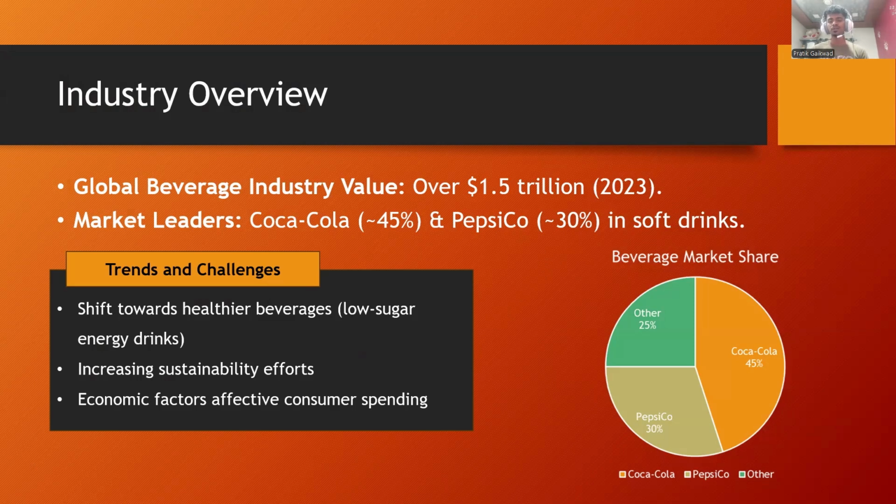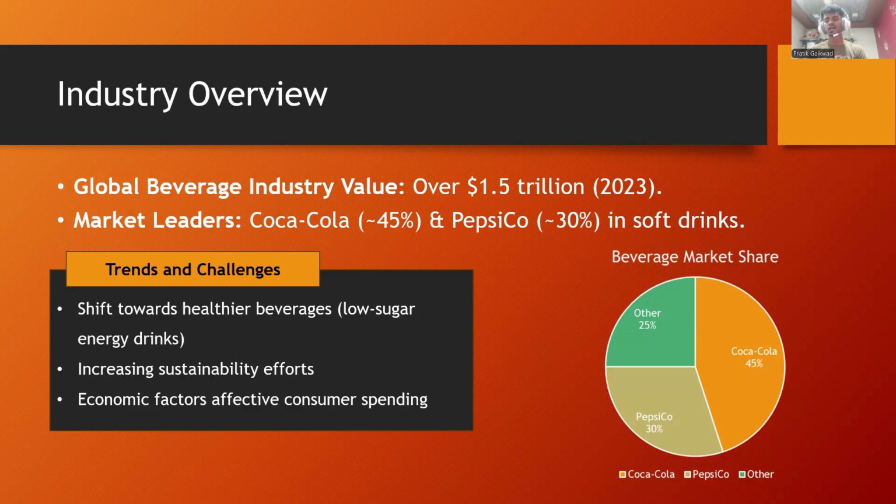The global beverage industry is a massive trillion-dollar market with soft drinks playing a major role. In 2023, the industry was valued at over 1.5 trillion US dollars, with Coca-Cola and PepsiCo leading the soft drink sector. Coca-Cola controls around 45% of the soft drink market, while PepsiCo holds about 30%. However, the industry is changing rapidly.